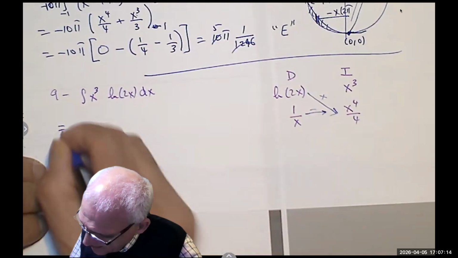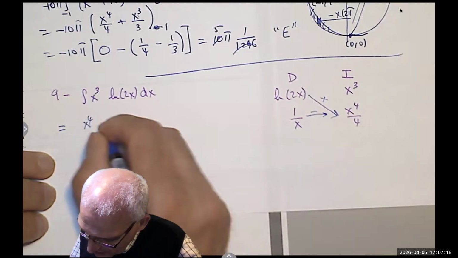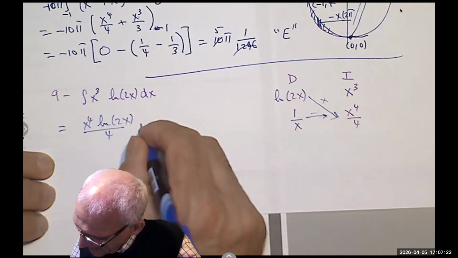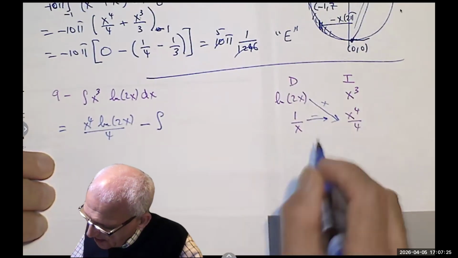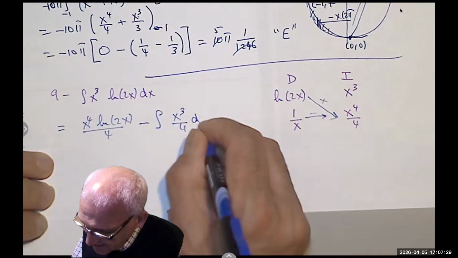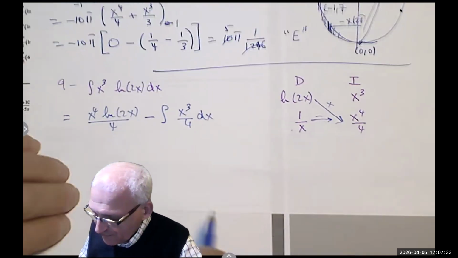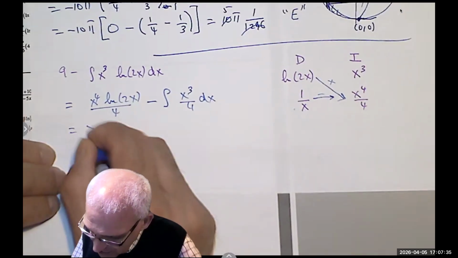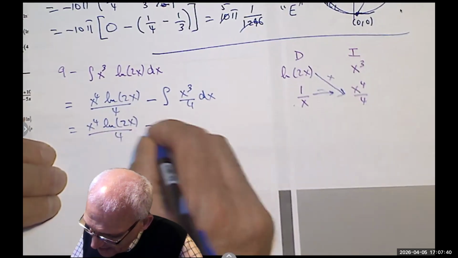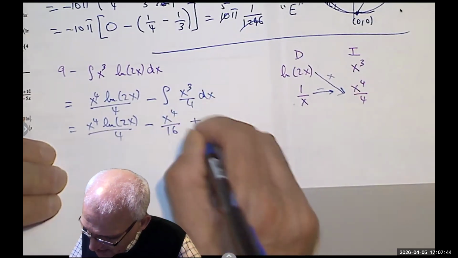So the answer would be x to the 4 times natural log of 2x over 4 minus the integral of x cubed over 4 dx, right? Because when you multiply, you get x cubed over 4. That equals x to the 4 natural log of 2x over 4 minus x to the 4 over 4 times 4, which is x to the 4 over 16, plus a constant.